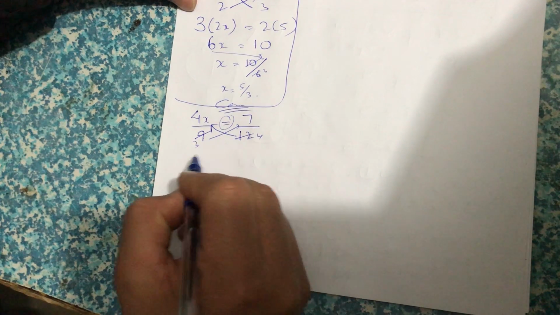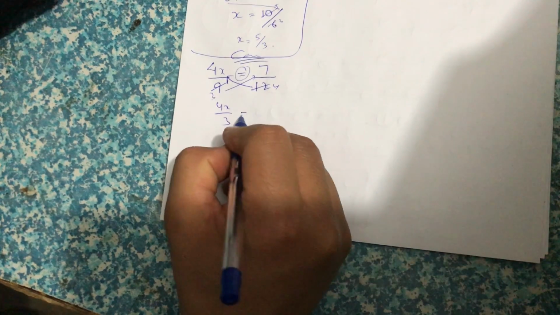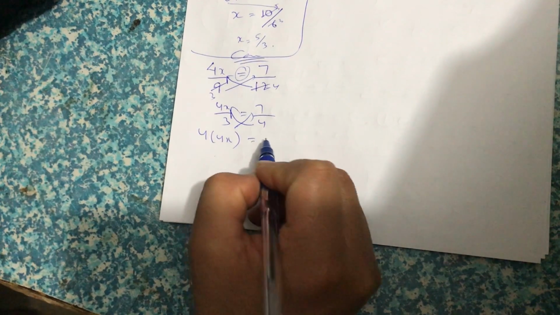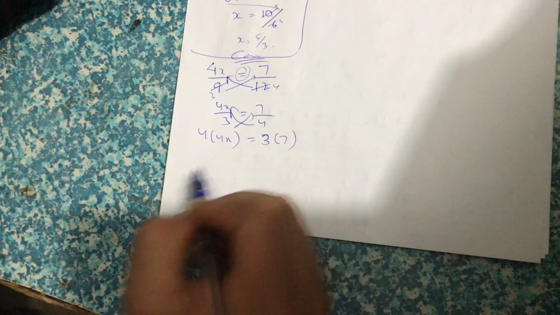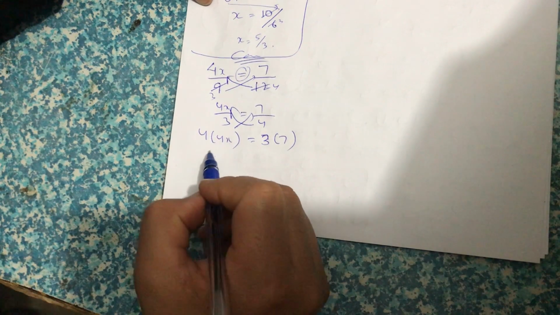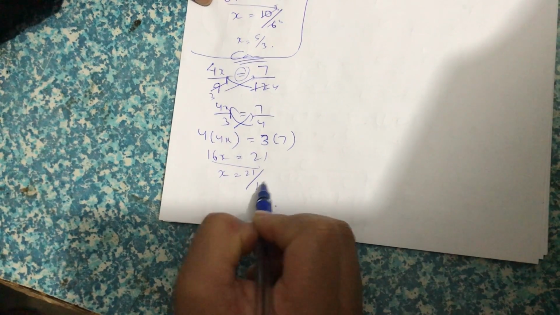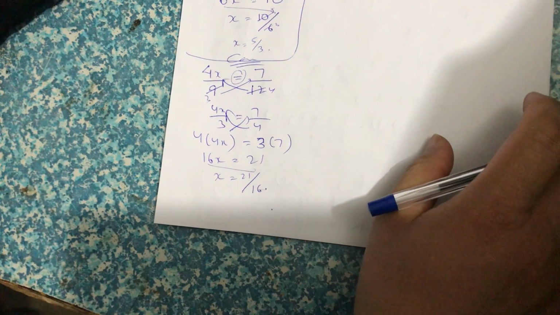Okay, so now I'm left with 4x by 3 is equal to 7 by 4. Now the 4 will multiply 4x, and 3 will multiply the 7. So what will happen, 4 4s are 16x, 7 3s are 21, so this will come down, x is 21 by 16. Okay, so that's how we solve this.